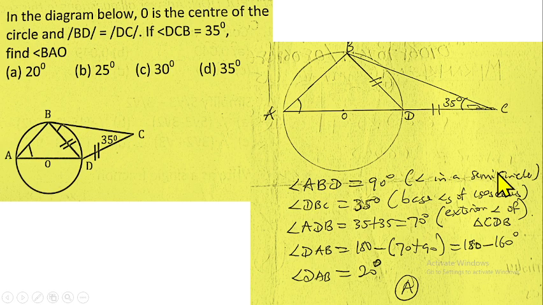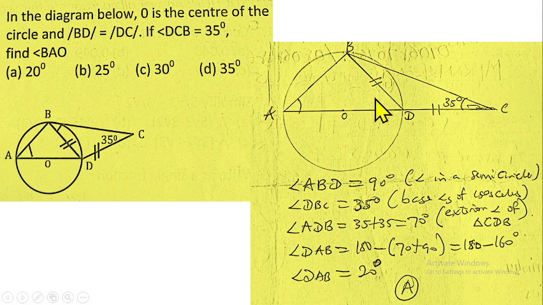So this is 70 degrees. And also, we know that angle ABD will be 90 degrees, reason: angle in a semicircle, because AD is a diameter, so that means this angle is a right angle. So this angle is 90 degrees, and this angle is 70.